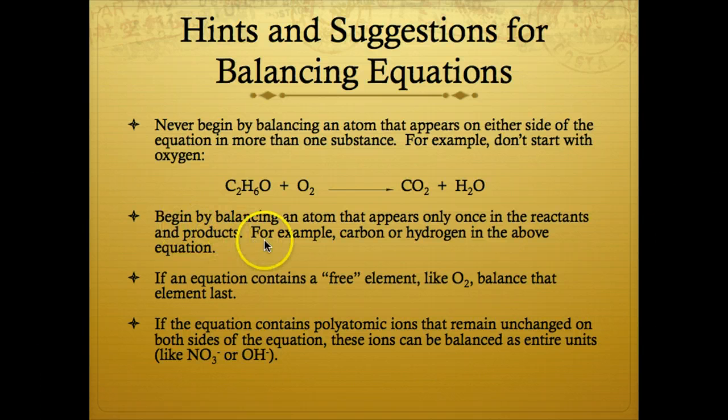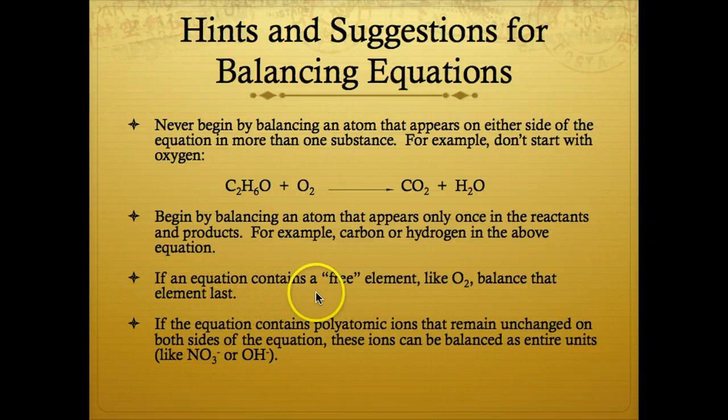Second, begin by balancing an atom that appears only once in the reactants and products. For example, carbon or hydrogen in the above equation only appears once. It's only in this molecule, and only in the carbon dioxide as a product. Hydrogen is only in one molecule on each side. So that would be a good one to start with.